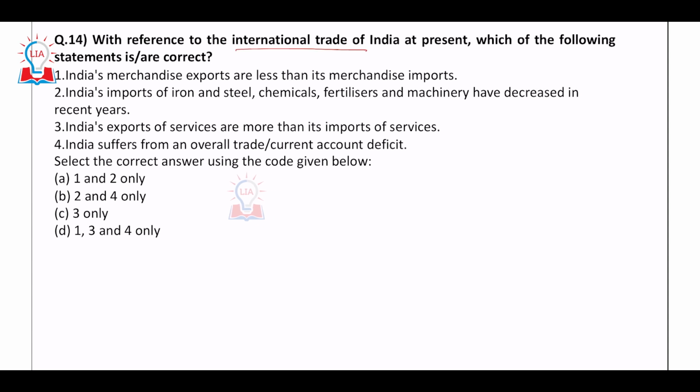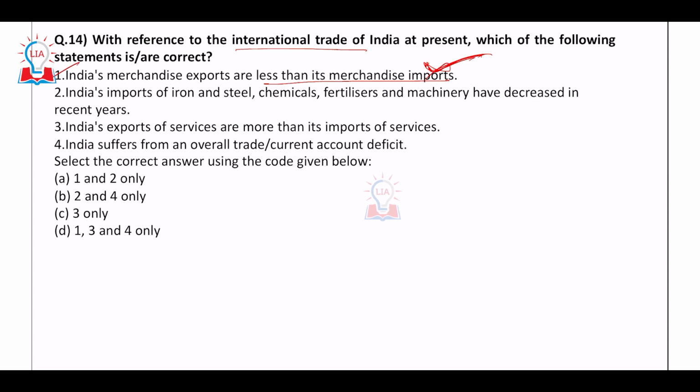With reference to international trade of India at present, which of the following statements is correct? So this again looks like more of a current affairs question, but we'll see if it is possible for us to solve it with our static knowledge itself. Okay. So India's merchandise exports are less than its merchandise imports. This is absolutely right. You can check all the years, right? Rarely do you find a year where exports are more than imports. So you will not find a year where merchandise imports are less than exports. Clear? So one is absolutely right.